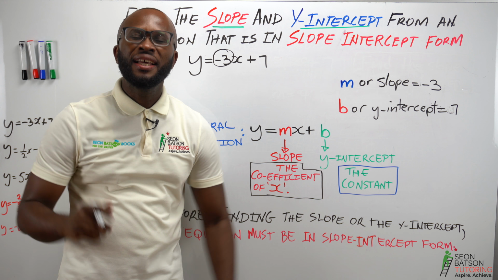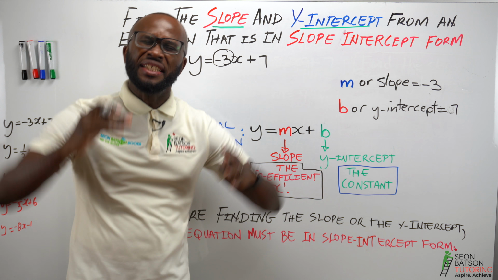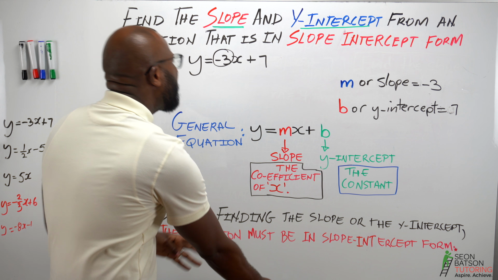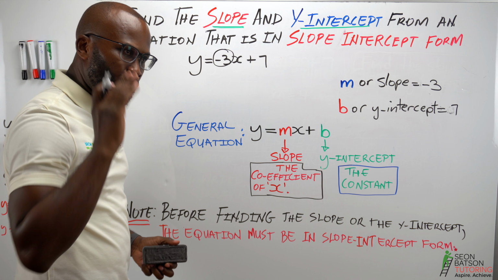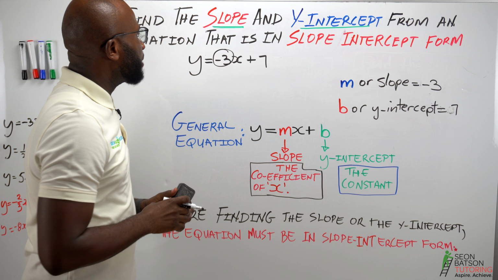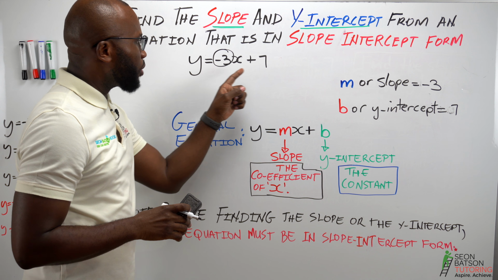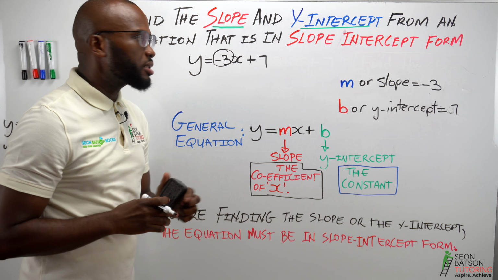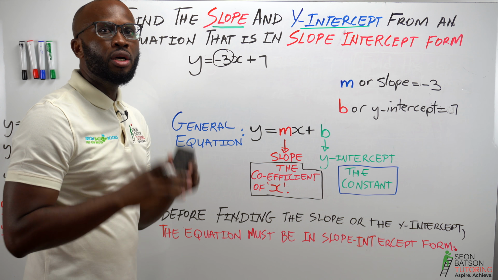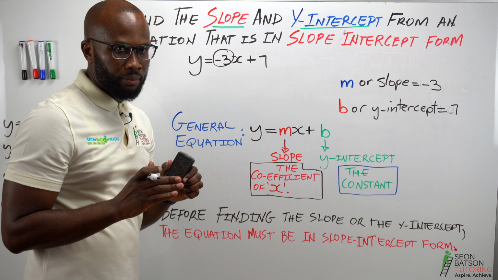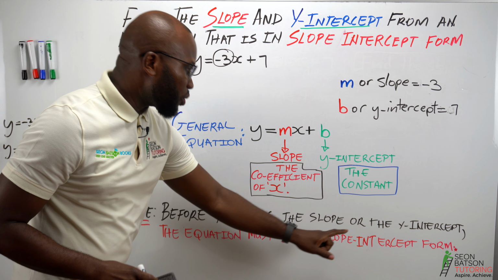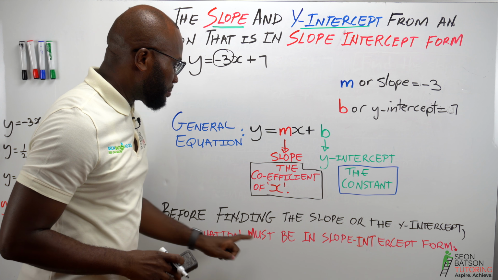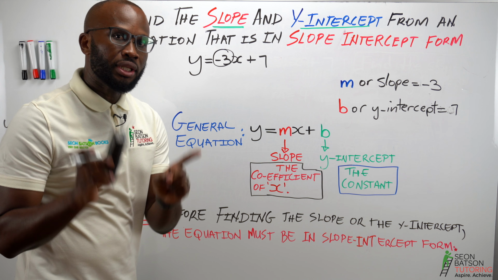How is that? How are you feeling right now? It's a very simple concept. Very simple, very straightforward. Now, remember though, the reason we are able to just find the slope and the y-intercept is because our equation is in the slope-intercept form. Never forget that rule. Before finding the slope or the y-intercept, the equation must be in slope-intercept form.